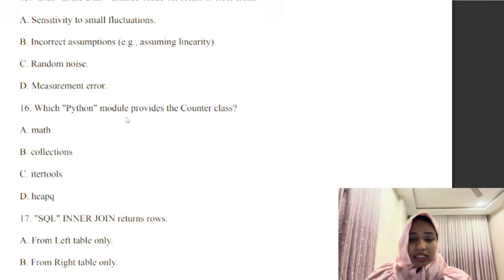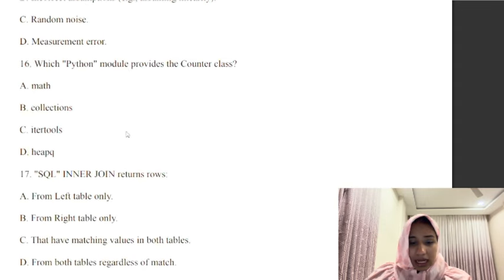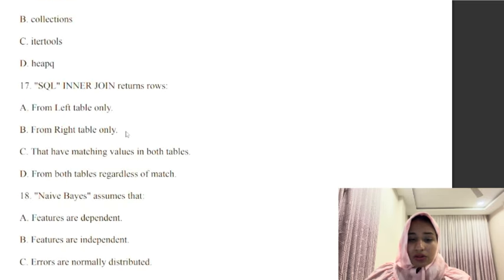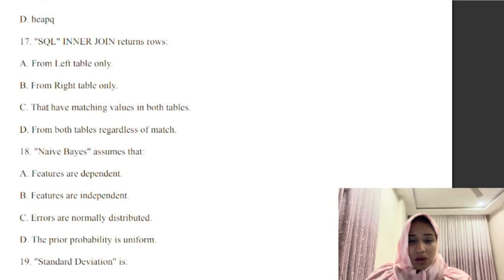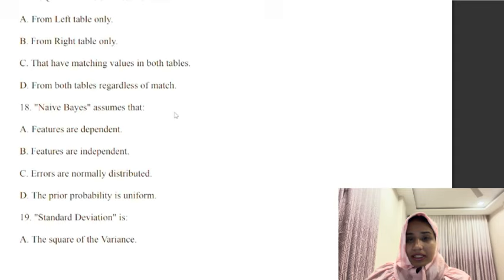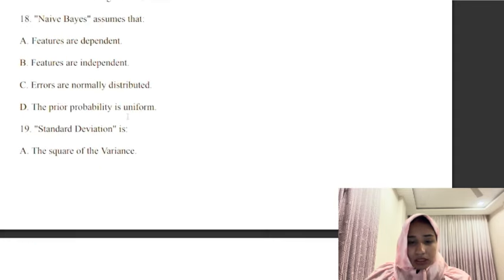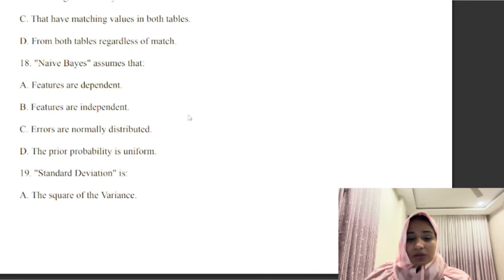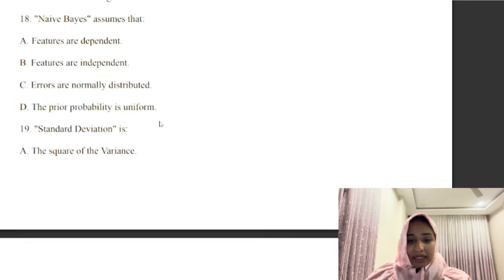Question number 16. Which Python module provides the counter class? And the answer is option B, collections. Question number 17. SQL inner join returns rows. Answer is option C, that have matching values in both tables. Question number 18. Naive Bayes assumes that. The answer is option B, features are independent.